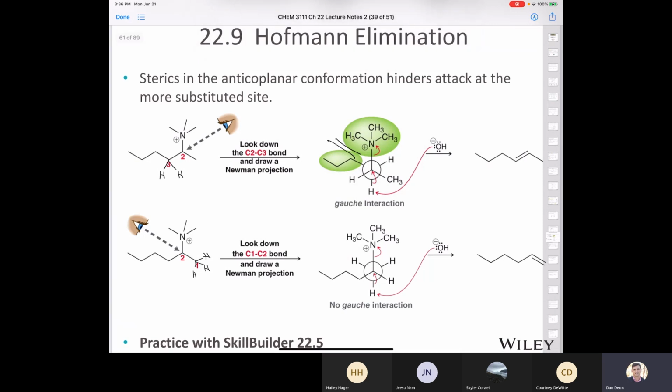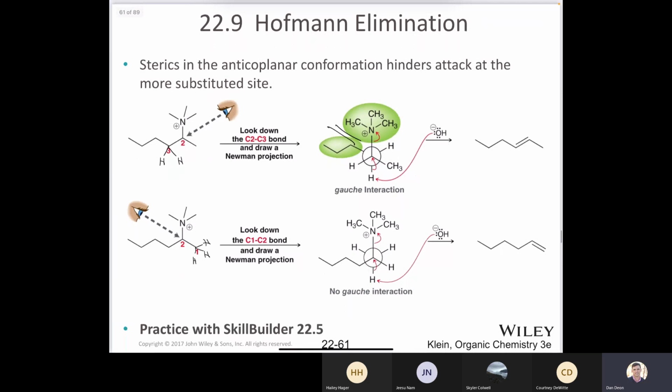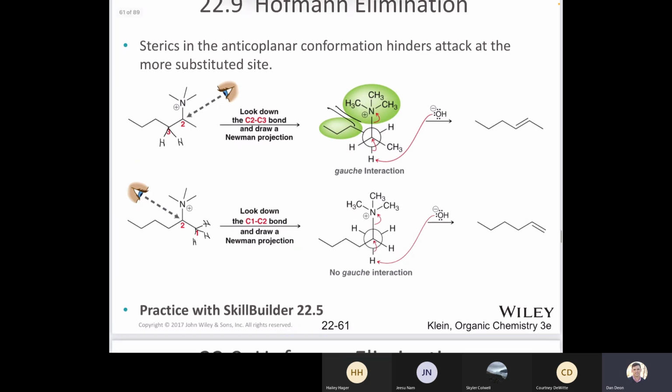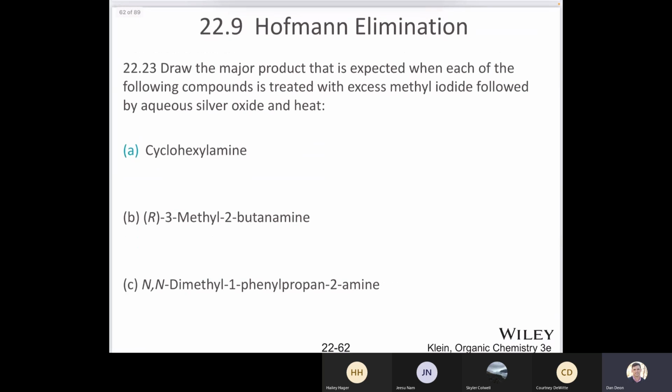I don't even think there's a question in the suggested practice problems that I assigned where it asks you to draw the Newman projection. If there is, it might be 1. But what you need to know as a Chemistry 3111 student is that you make the less substituted alkene. So it says here, draw the major product that you expect when each of the following compounds is treated with excess methyl iodide followed by aqueous silver oxide and heat.